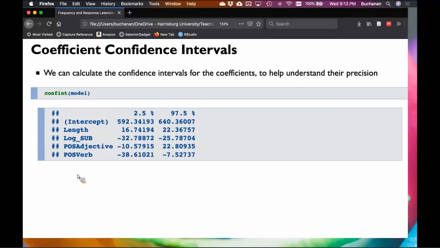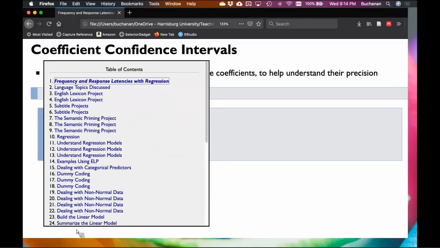We can also calculate our confidence intervals. Now, confidence intervals are going to be useful here. Towards the end, we'll do a bit of bootstrapping. But it also allows me to think about precision. So I know that the length variable was about 19 milliseconds, but a confidence interval will give me a good idea of the variability in that range. So it's actually going to be somewhere between 17 and 22 milliseconds. And that is just a measure of their standard error.